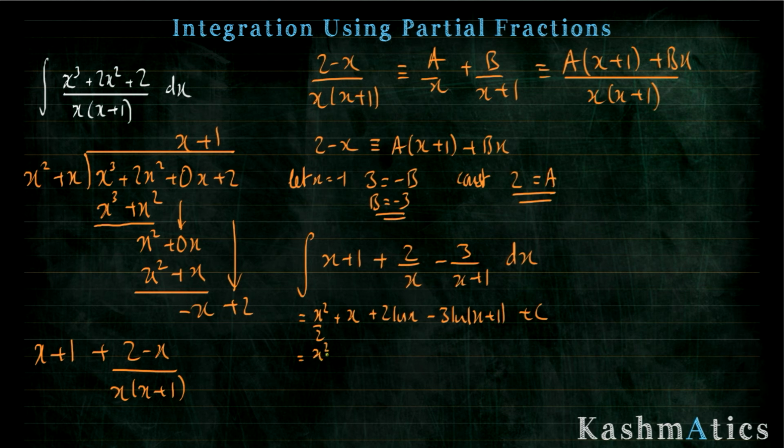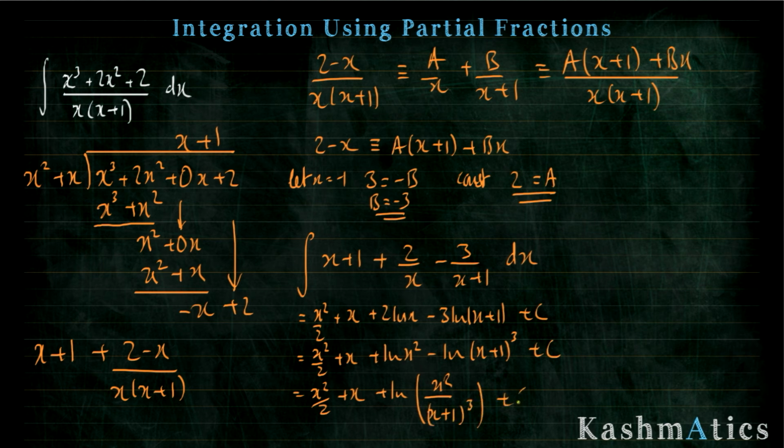So this is still x squared over 2 plus x. This becomes ln of x squared take away ln of x plus 1 cubed add c, and then I'm just going to combine these logs to get x squared over 2 plus x, add ln of x squared over x plus 1 cubed, add c. Oh, and these are actually modulus signs, not brackets.